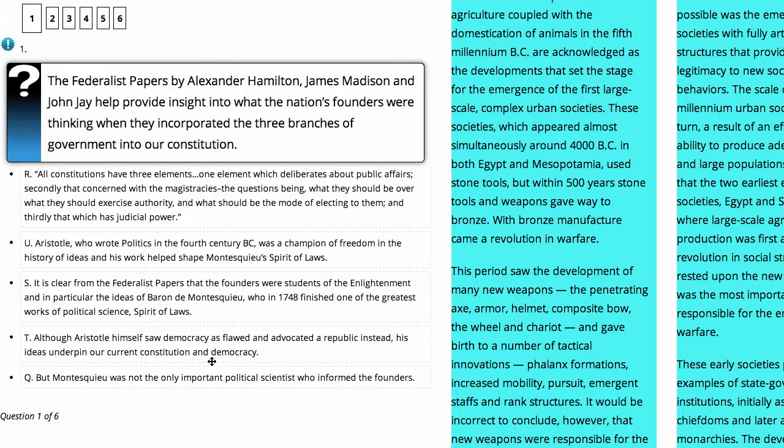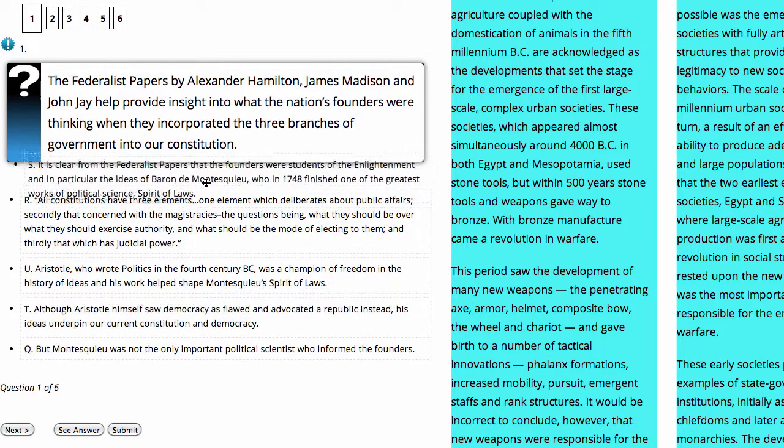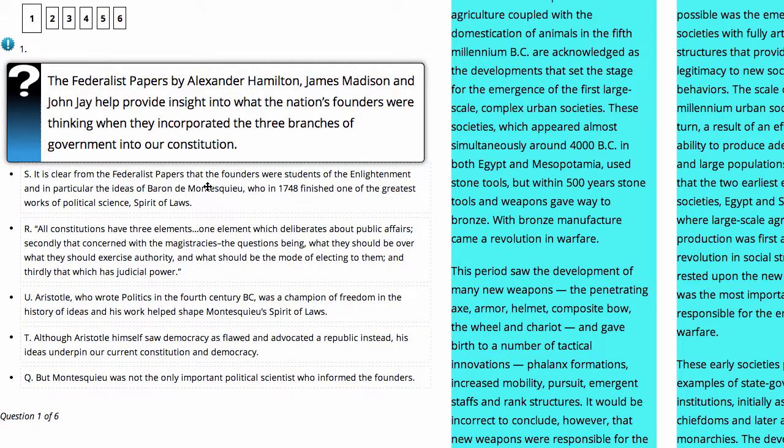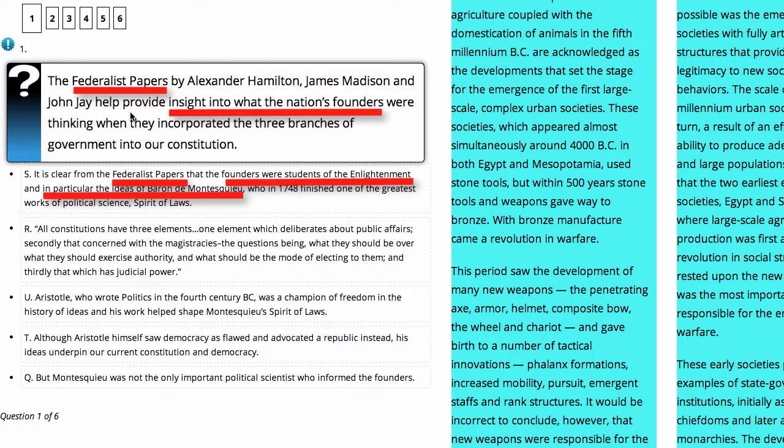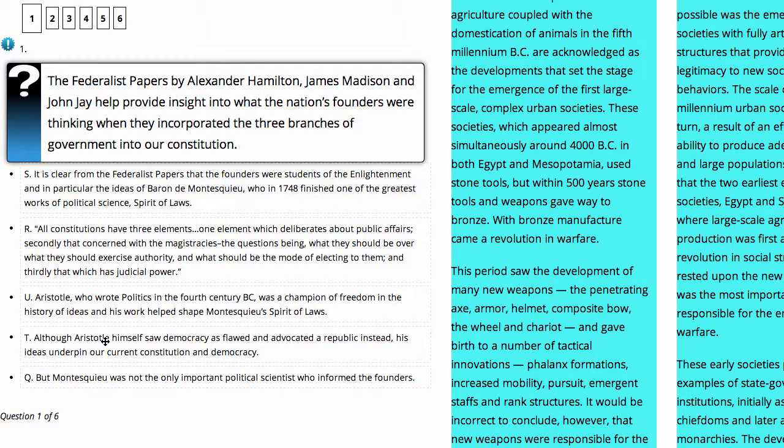"It is clear from the Federalist Papers that the founders were students of the Enlightenment, and in particular the ideas of Baron de Montesquieu." Well, that looks like it fits nicely, because we're talking about the Federalist Papers providing insight into the founders' thoughts, and this indicates that the founders were students of the Enlightenment. So that fits very nicely. "Although Aristotle himself saw democracy as flawed..." Again, Aristotle was not yet introduced in the first sentence, so that would not be a good follow-on.